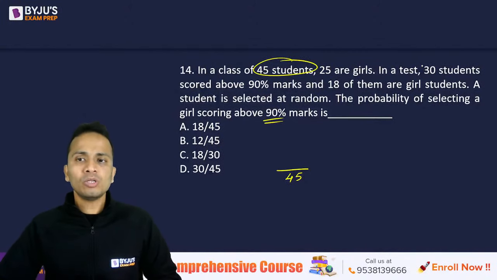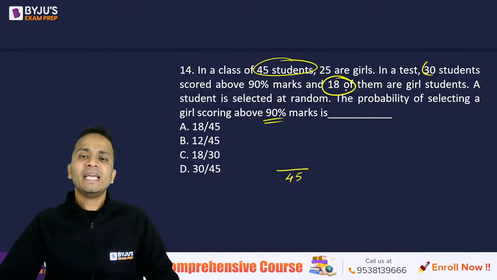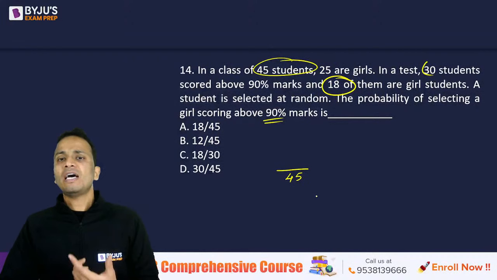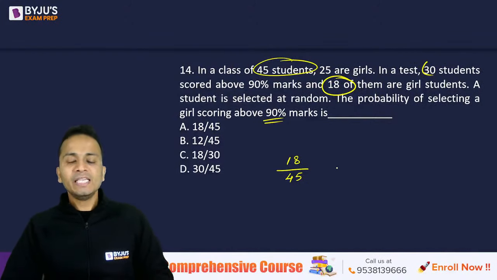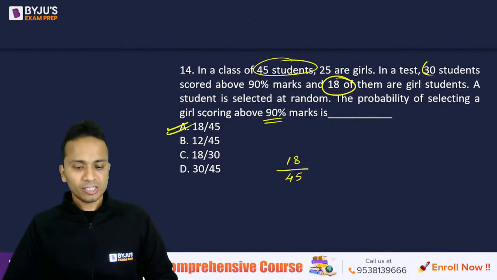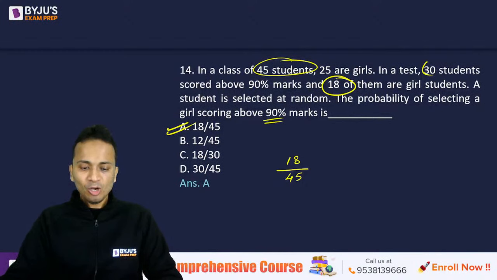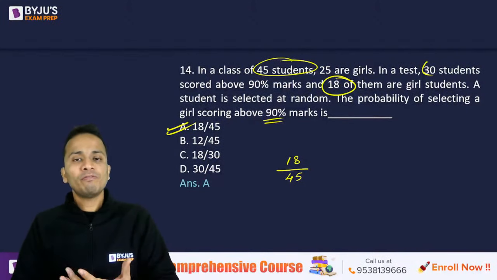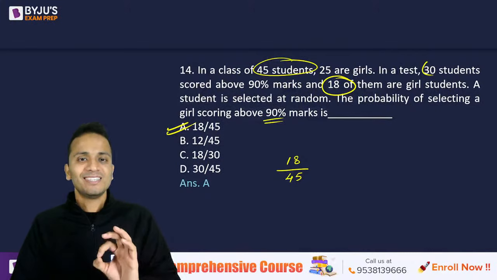Out of the total students who have scored above 90% marks, it is already given that 18 are girls. Okay? So sample space of 45 and the favorable number of cases will be 18. So 18 upon 45, correct answer should be option A. ठीक है, orally हो गया, yes Bharat. So मैं genuinely I am telling you that you will find some questions in testnet exam in maths section which can be done orally, right?